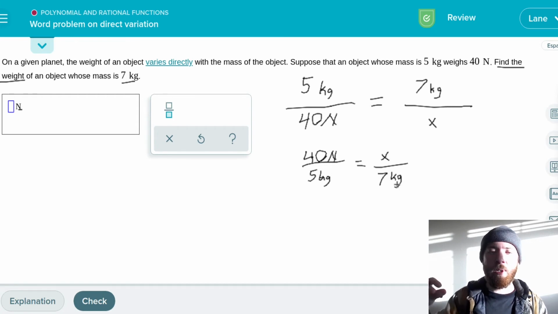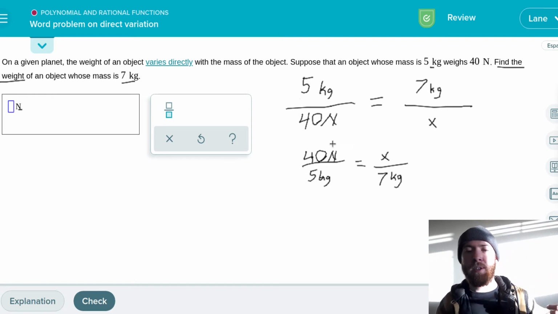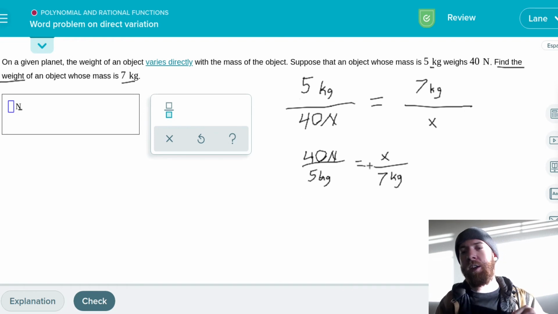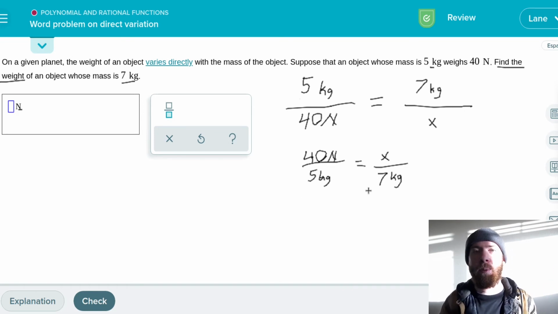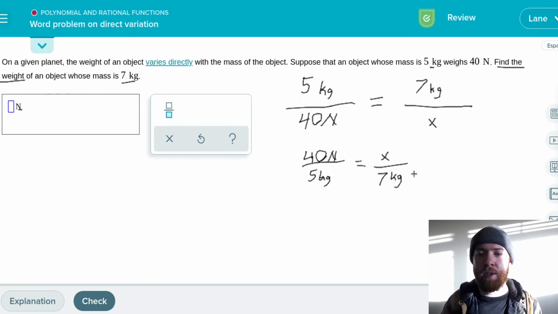Now notice we could have started out like when I wrote this one, I just picked the 5 and put it on the top. But we could have written the 40 on the top and the 5 kilograms on the bottom, and then on the right-hand side, we would have to put kilograms in the bottom, and so this really could have been our first step. Now, to solve for x, we need to get rid of that 7 kilograms in the denominator.